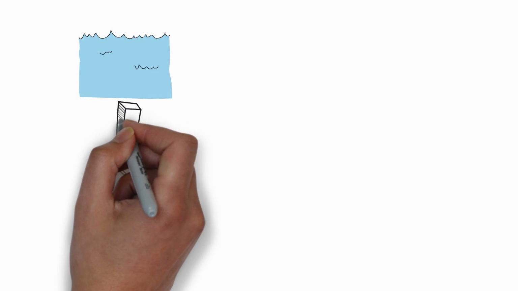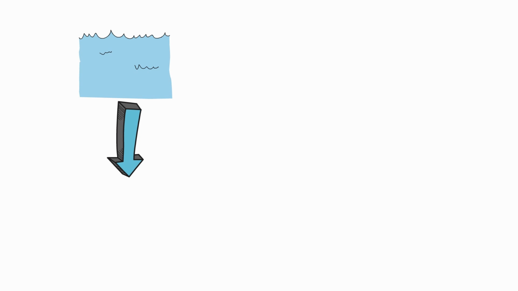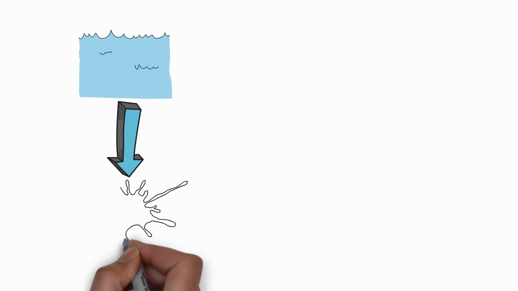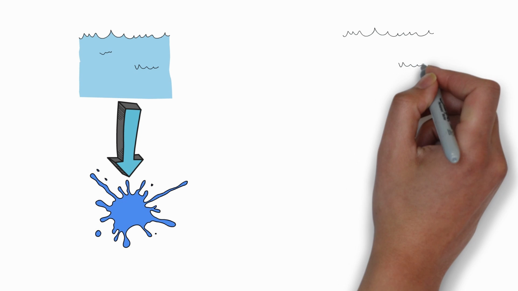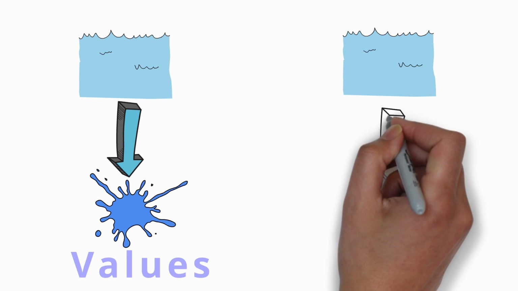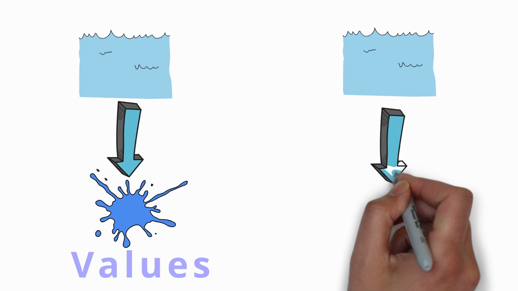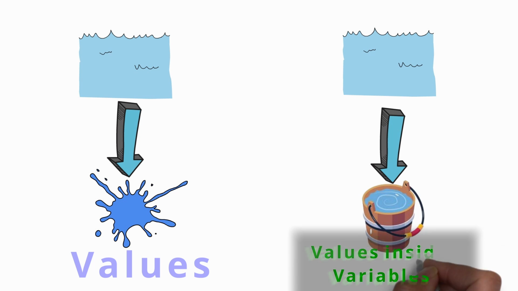Imagine that the values are like drops of water. By themselves, they will just fall onto the ground and make a mess. We need to store them somewhere. The variable will be like the bucket that we will use to store the water, or value.